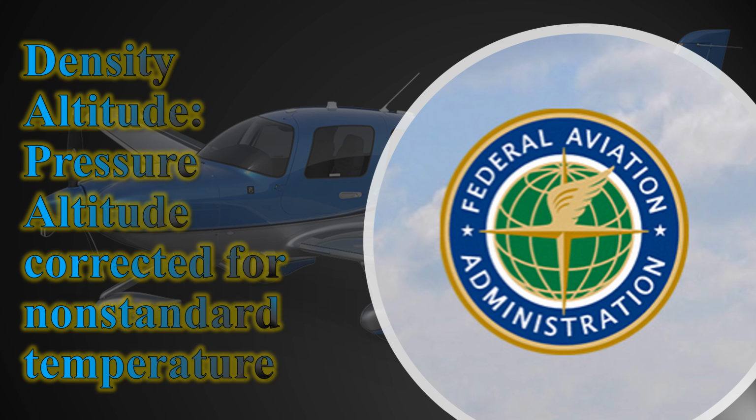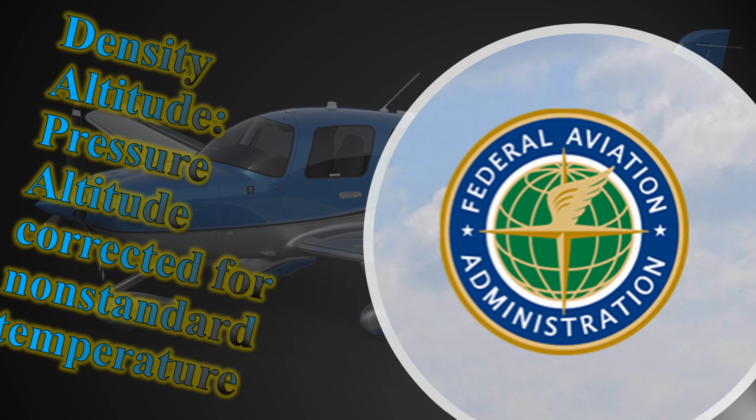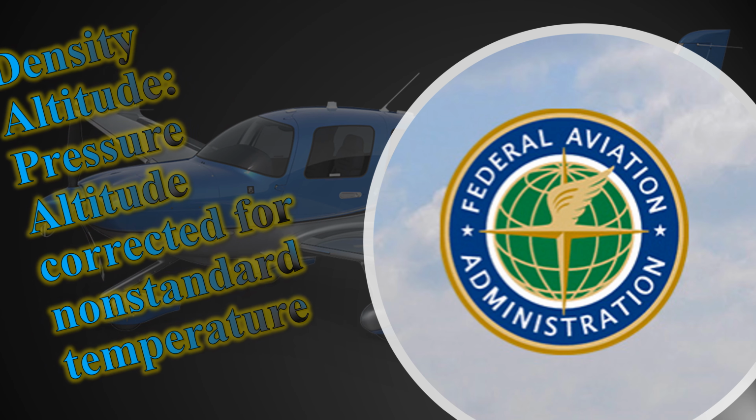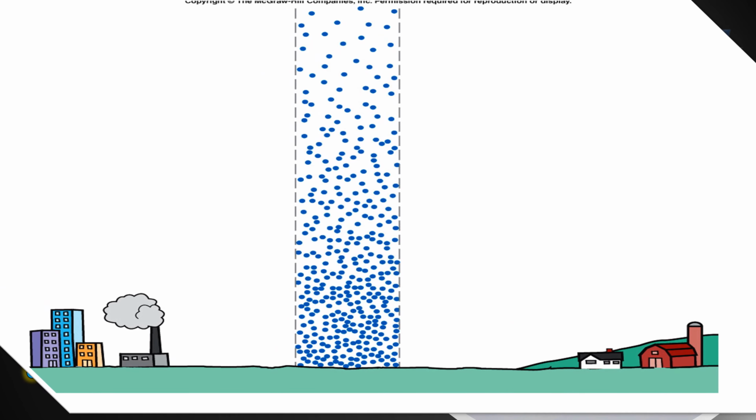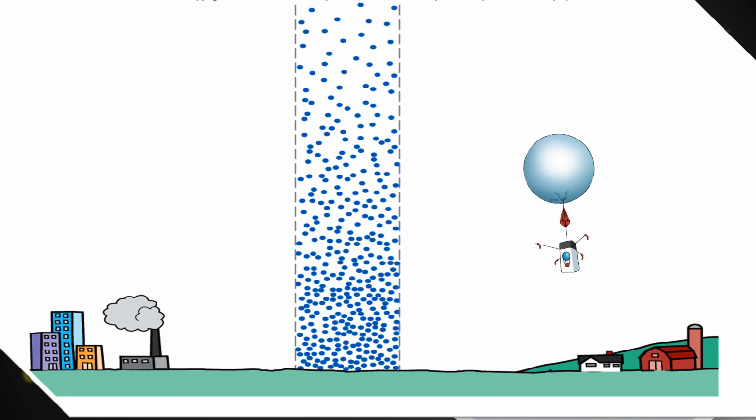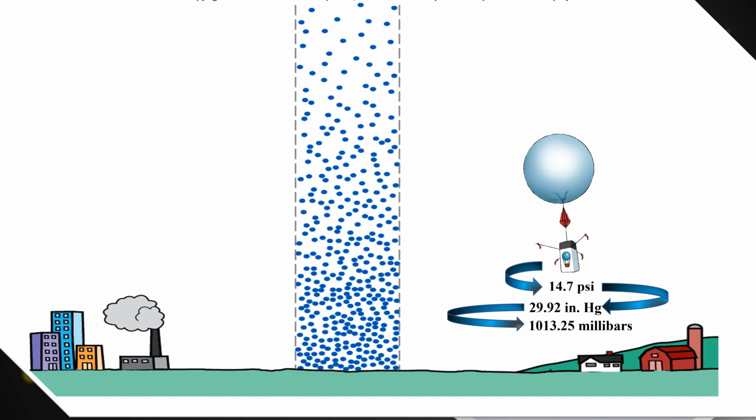The FAA defines density altitude as the pressure altitude corrected for non-standard temperature. In other words, the altitude the airplane thinks it is at and performs in accordance with. A 1 inch by 1 inch column of air extending from sea level to the top of the atmosphere will exert a sea level pressure of 14.7 psi, or 29.92 inches of mercury, or 1013.25 millibars.